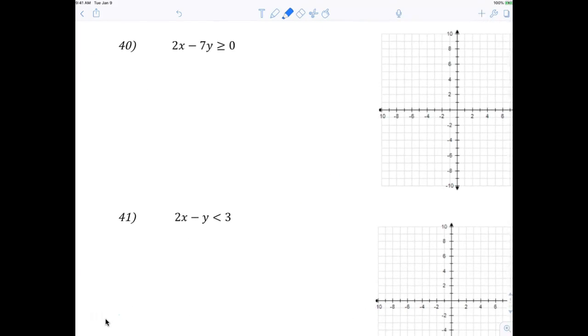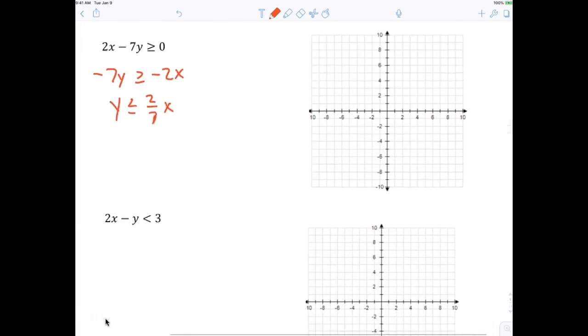All right. Checking out number 40. I've got to move things around a little bit. So negative 7y is greater than or equal to negative 2x. So now be careful. y is less than or equal to 2/7 x. So you might need help on that one. What is negative 2 over negative 7? 2/7. All right, here we go.